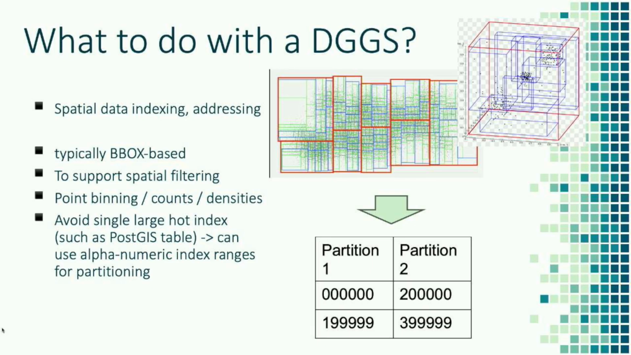And similarly, in discrete global grid systems, if we just take the unique identifier alphanumerically, we can say from 0 to 1 million is in this table, from 1,000,001 to 2 million is in the next table. And this is a very typical partitioning trick used in big data. It's also very readable in a tabular mindset, which is easier than geometries for many.